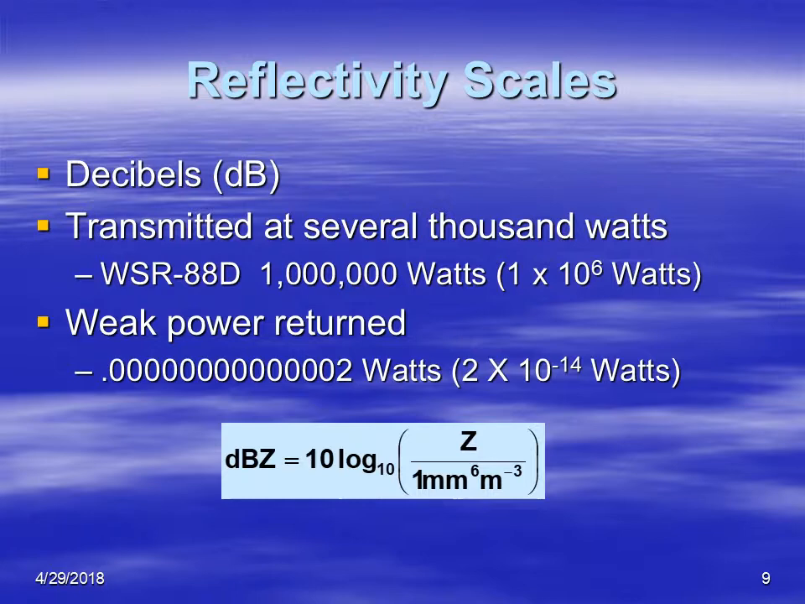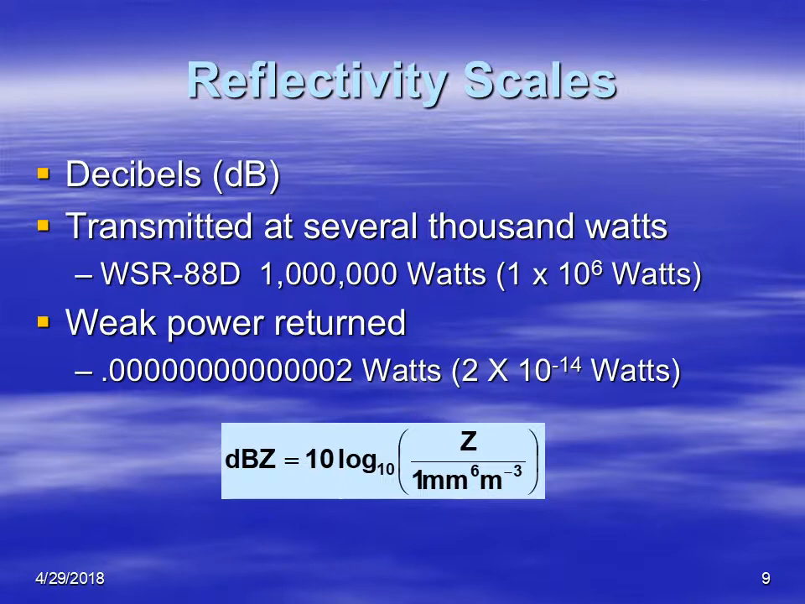You know that the power transmitted by radar is typically about 1 megawatt from a National Weather Service WSR-88D. And the power that comes back is much, much smaller. It's on the order of 2 times 10 to the minus 14 watts. So we're looking at really big and really small numbers, and likewise radar reflectivity. A radar reflectivity factor is a really big number. So we like to handle that also using dBZ. So there's the equation for it.